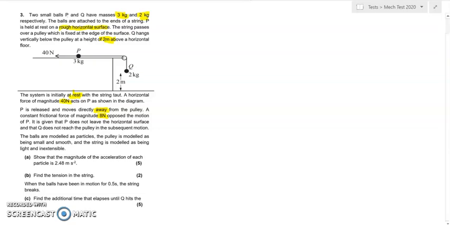So there's two small balls P and Q with masses 3 kilograms and 2 kilograms. So we can put their weights in. So 3g there and 2g there. And then it says that the balls are attached to the ends of a string. So at this point you know there's going to be some tension, so let's put the tension in. And the tension always goes away from the particle.